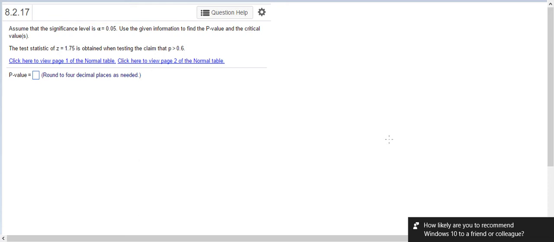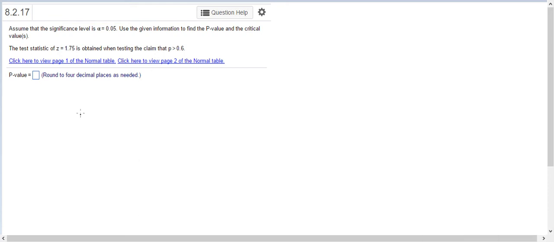So for this question, just to be clear, they've actually done us a big favor here. They've told us that the test statistic z is 1.75, and we have some claim that the proportion is greater than 60%, or 0.6. So there's a formula, right, to find the test statistic, which is something like this.